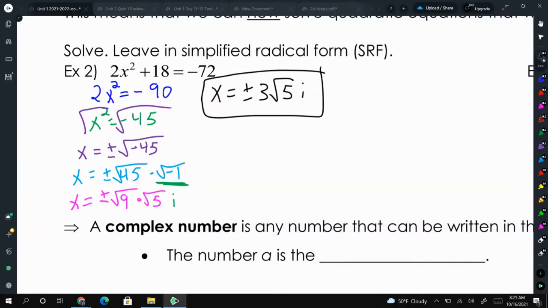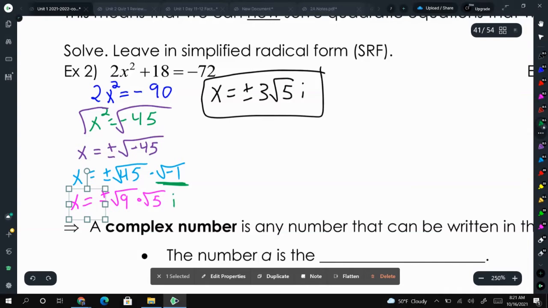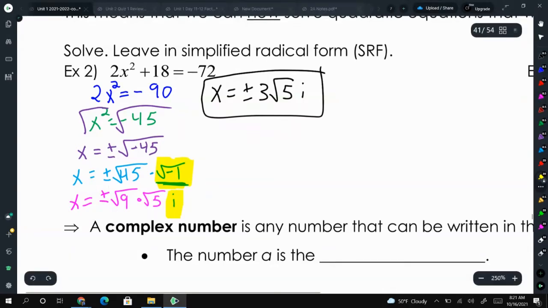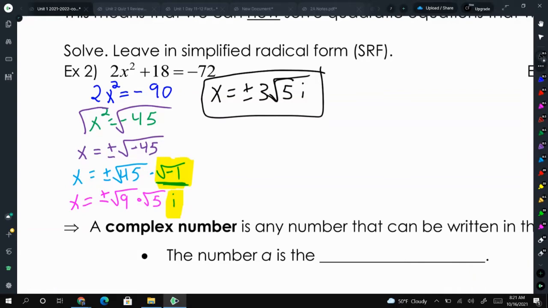I want you to notice, though, that the square root bar does not go over the i. If you do that, that is incorrect. Your square root bar cannot go over the imaginary unit because we've used it up. Look at right here, the square root of negative 1 becomes just i, outside of the square root bar. So please be mindful of that. It's very easy to get careless and just extend your square root bar like that, and you would lose points for that because you're giving me an incorrect answer.